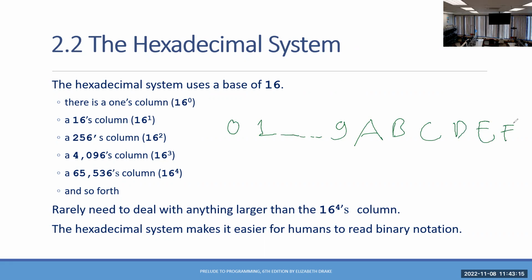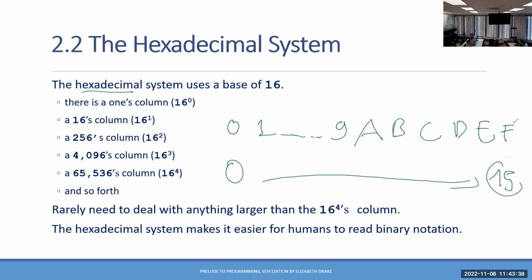We can think about A as 10, B is 11, C is 12, D is 13, E is 14, and F is 15. Right? So if you have everything from 0 all the way to 15, that means you have 16 values here. That's why they call it hexadecimal. Hexa means you have 16 here.